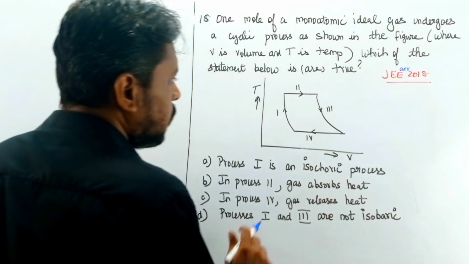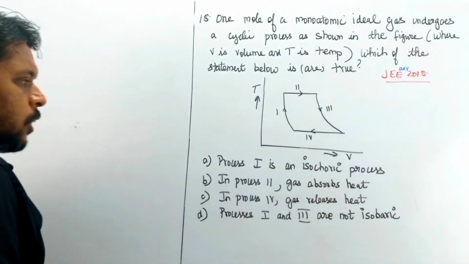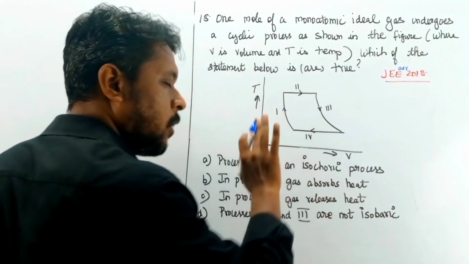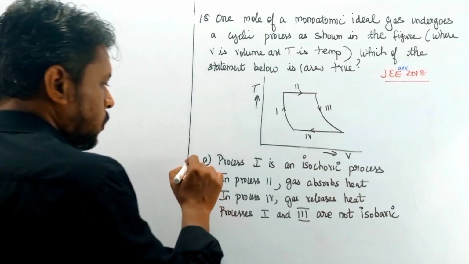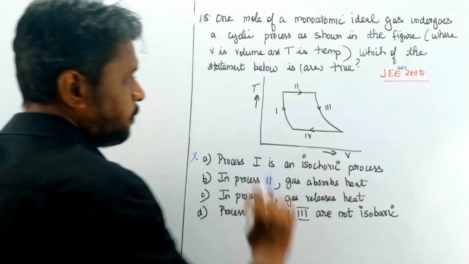Let us see now. So here they have given a graph with respect to temperature and volume. Okay. So first option, process 1 is an isochoric process. So from the graph itself, we can see that 1 is not an isochoric process. Okay, so this is wrong. Process 2, see that gas absorbs heat.